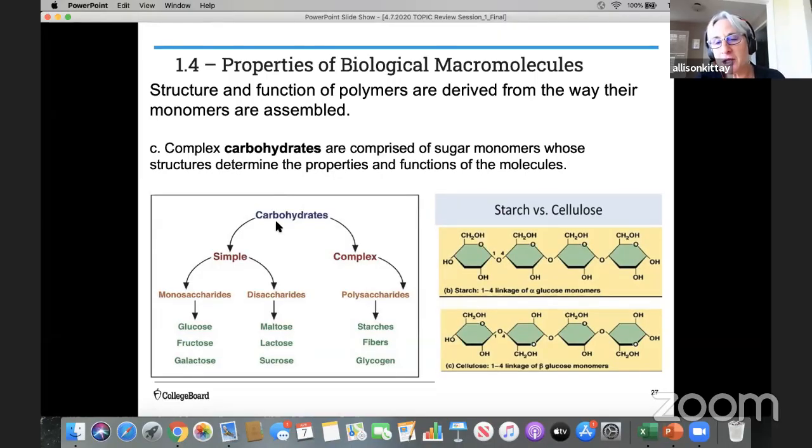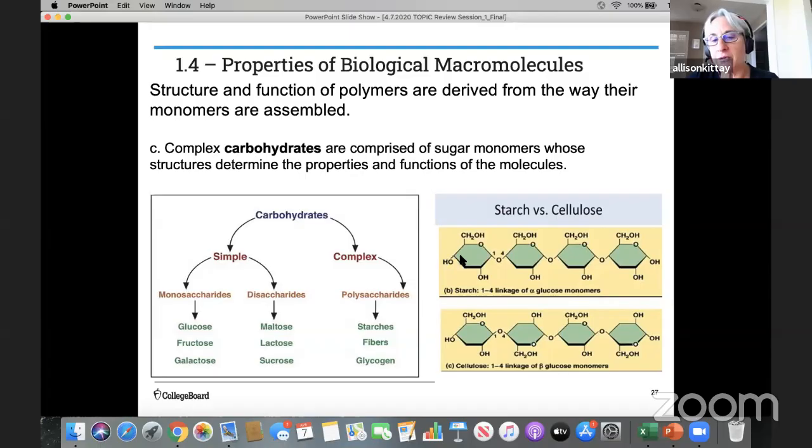So if we look at the image where I've got starch versus cellulose, right? Starch versus cellulose is all in how those monomers are assembled. And what I would like you to see is that starch is a storage form, a complex polysaccharide. Plant starches are a little bit different than animal starches. Glycogen is an animal starch. And in this case, when this flowchart is talking about fibers, we're mainly talking about cellulose, which is the bottom image. So I'm sure you can notice that there's a difference between starch and cellulose.